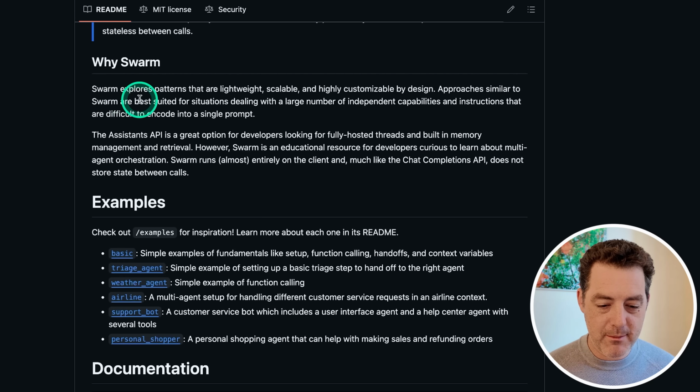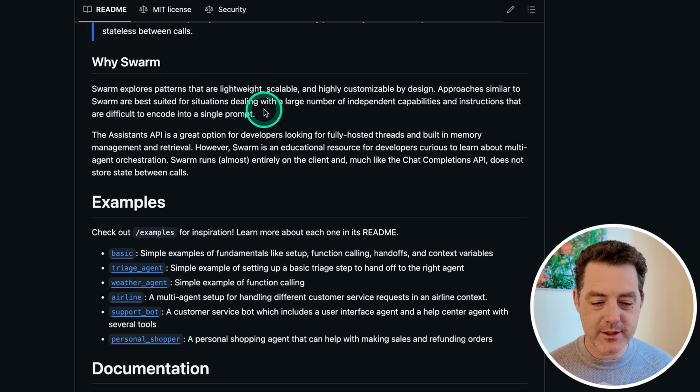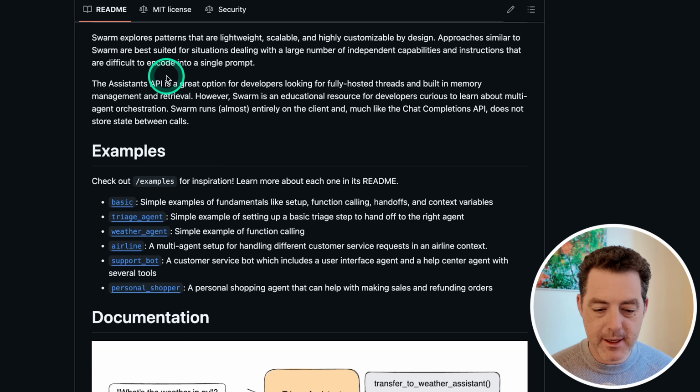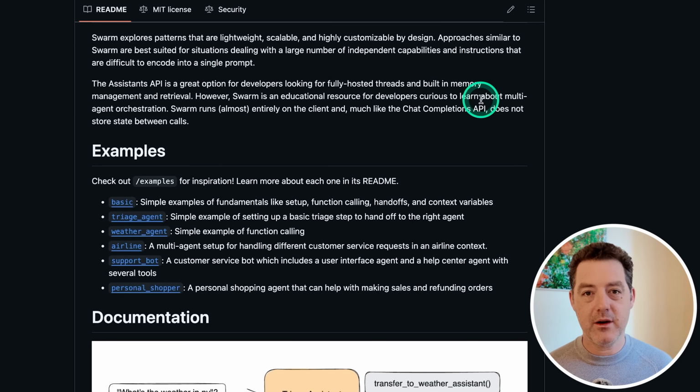Approaches similar to Swarm are best suited for situations dealing with a large number of independent capabilities and instructions that are difficult to encode into a single prompt." Essentially, agents. "The Assistants API is a great option for developers looking for fully hosted threads and built-in memory management and retrieval. However, Swarm is an educational resource for developers curious to learn about multi-agent orchestration. Swarm runs almost entirely on the client and, much like the Chat Completions API, does not store state between calls."